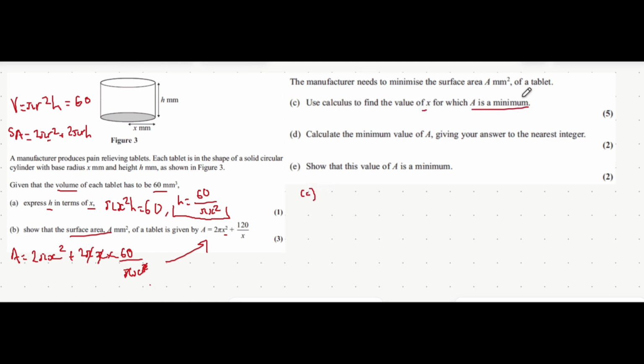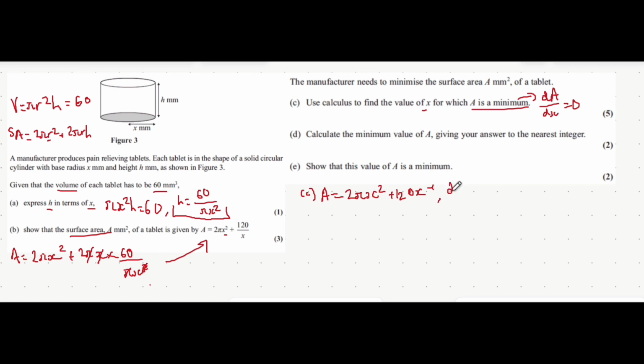Now in part C, it says use calculus to find the value of x for which A is a minimum. Now, what do we know at a minimum? We know that when you differentiate the A equation at a minimum, in this case with respect to x, it's going to be equal to 0, because a minimum point is a stationary point where the differential is equal to 0. We're going to start by putting A in a format where we can differentiate it, so putting it all in one line. 2 pi x squared, that's already on one line, but 120 over x, we're going to write that as 120 x to the power of minus 1.